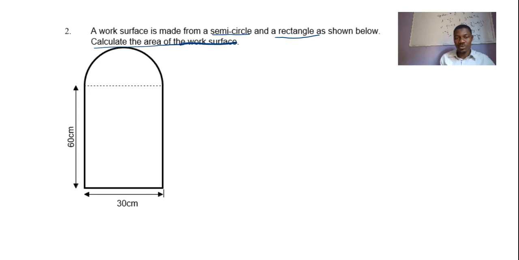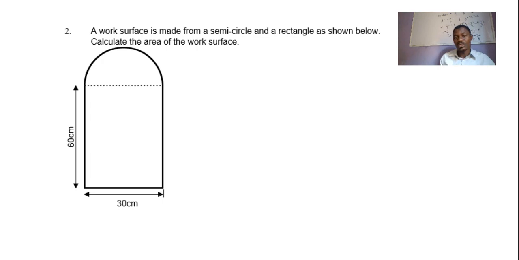Okay, so here is the semicircle, and here we also have the rectangle with the dimension of 60 centimeter as the height and 30 centimeter as the base or as the width as the case may be. Okay, so how do we go about it? Now the area of this compound shape will be the sum of the area of the semicircle and the rectangle.